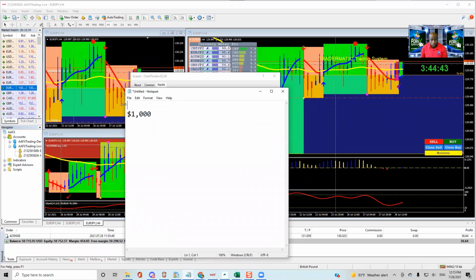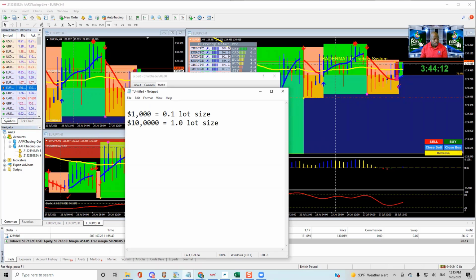For a $1,000 account, usually if you are trading on a lower time frame, I tell my students to use 0.1 lot size. The reason why I've always used this is because it's very easy for people to just memorize that. So if your account is $10,000, then it means that you could be trading 1.0 lot size.